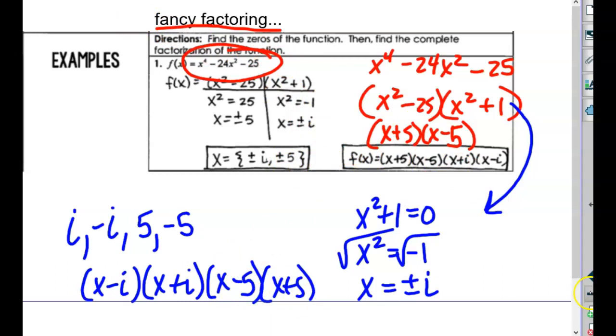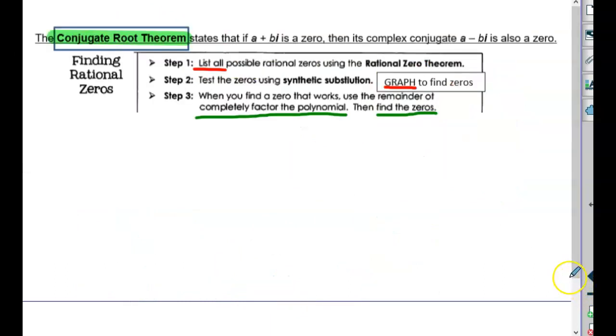All right, this is the conjugate root theorem. List all the possible rational zeros using the rational zero theorem. Then graph to find the zeros. Does it say that on yours? Is that little box there? Okay. Then test the zeros using synthetic substitution. When you find a zero that works, use the remainder to completely factor the polynomial. Then find the zeros.